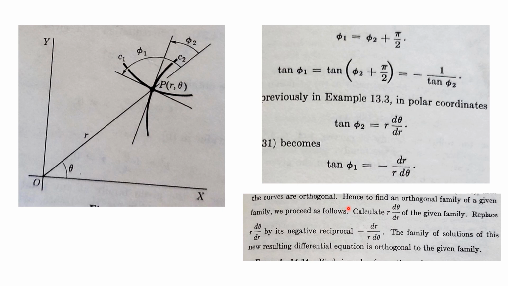And so here are the hints. Hence, to find an orthogonal family of a given family, we proceed as follows. Calculate r d theta/dr. So we calculate this for our given family. And then we replace that by its negative reciprocal, which is minus dr over r d theta. Then we solve the differential equation. The family of solutions of this new resulting differential equation is orthogonal to the given family. So this is the thing to memorize and be able to use in solving the problem.